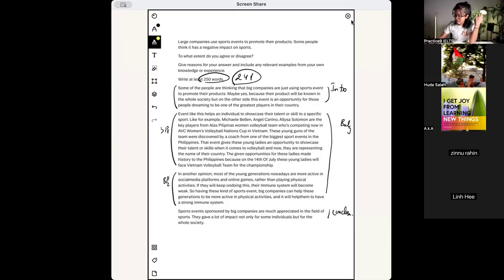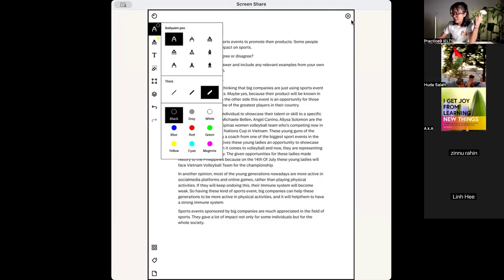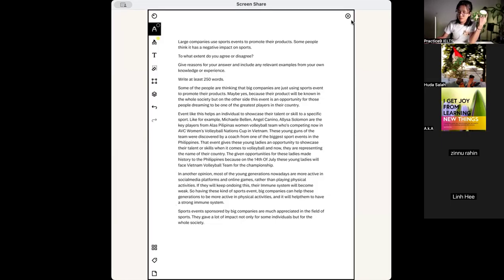Okay, so let's look at the introduction. I'm going to erase everything, okay? So here, let's look at the first part, which is the introduction. How do you know how to write the introduction in the IELTS writing test 2?